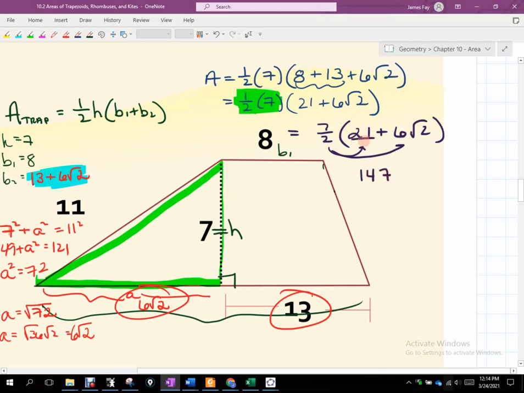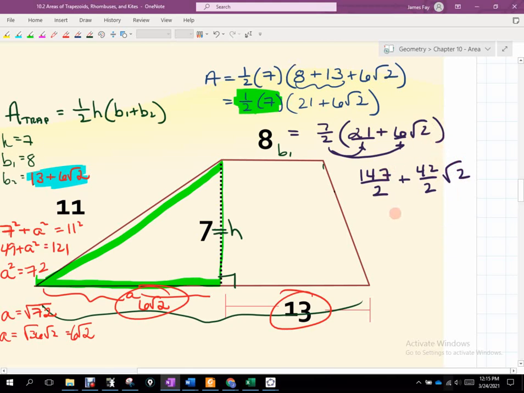147. And then the 2 times the 1 gives me 2. Okay. 7 times 6. What's 7 times 6? 42. And then I got the 2 times the 1 there, so 2 on the bottom. And then I'll have my radical 2.